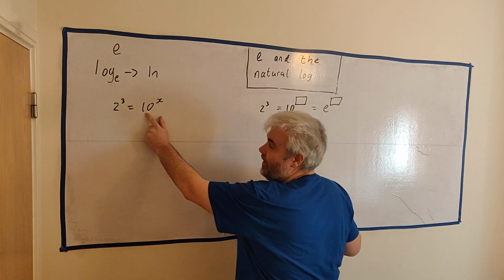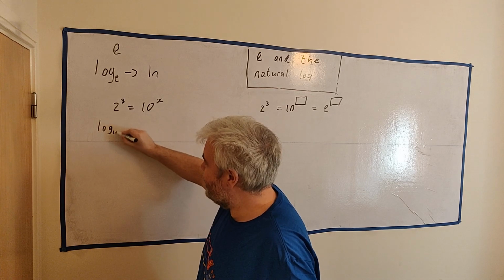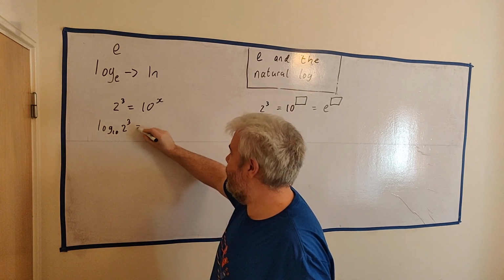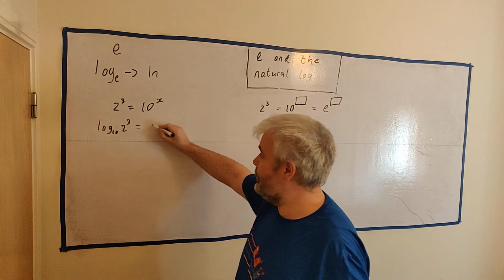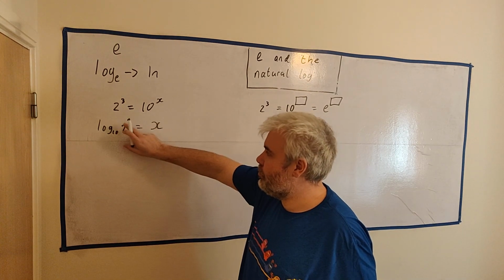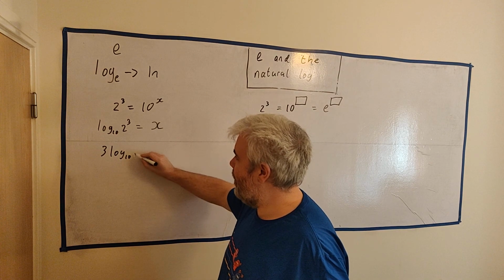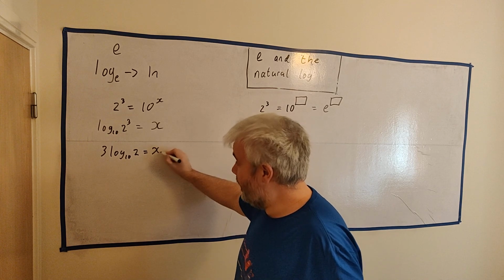I need to destroy the 10. So we take the log to the base 10 of both sides. Log to the base 10 destroys the 10 and leaves just the x. Rules of logs, this 3 can come down and multiply. That's the power rule. Equals x. That's what x is equal to.